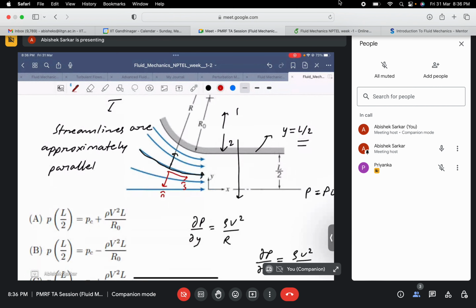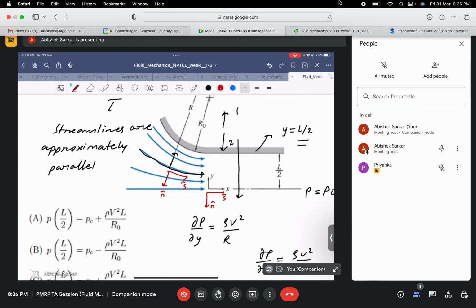Now what I said is that the streamlines can be assumed to be approximately parallel if R is too large. So keeping that picture in mind, can't I assume, not 100% sure but as an approximation, that my streamline coordinate system varies like this? Can't it be an approximation?